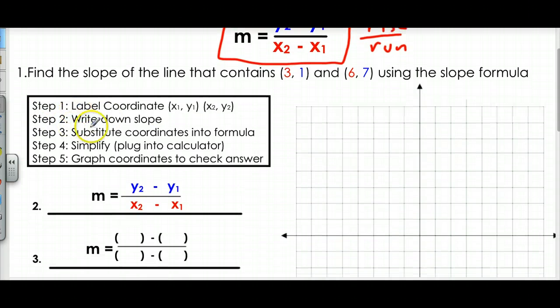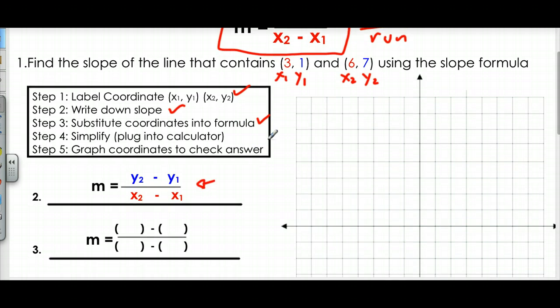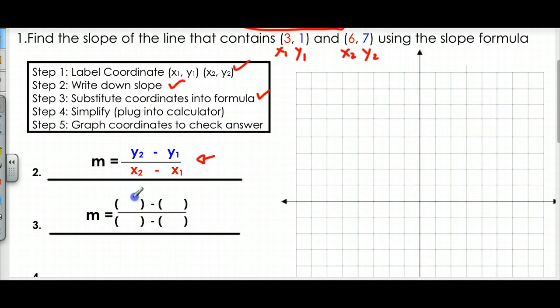To do this, the first step is just to label the coordinates. We've got x1, y1. This is our first x and our first y, and that's what that little 1 means. And x2, y2. After you've done that, write down the slope formula, which we have written for you right here. Step 3 is to substitute the coordinates into the formula. So our y2 is 7, our y1 is 1, our x2 is 6, and our x1 is 3.